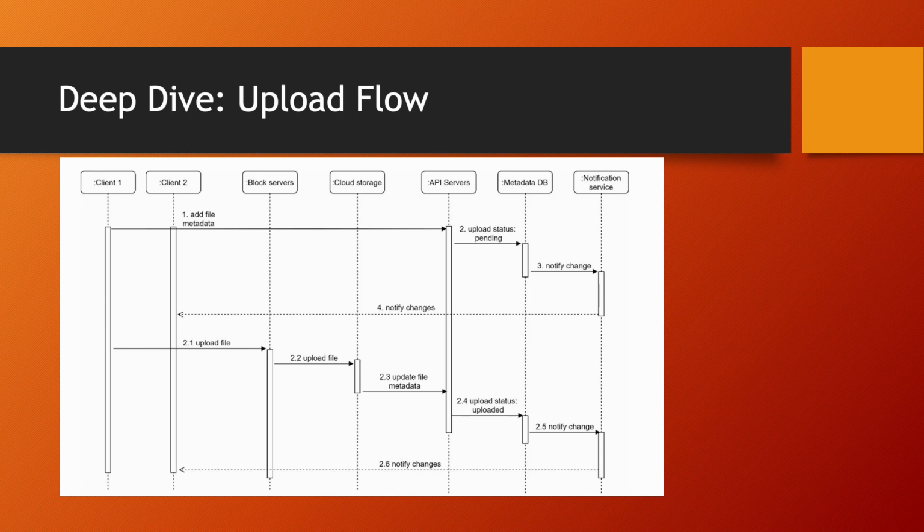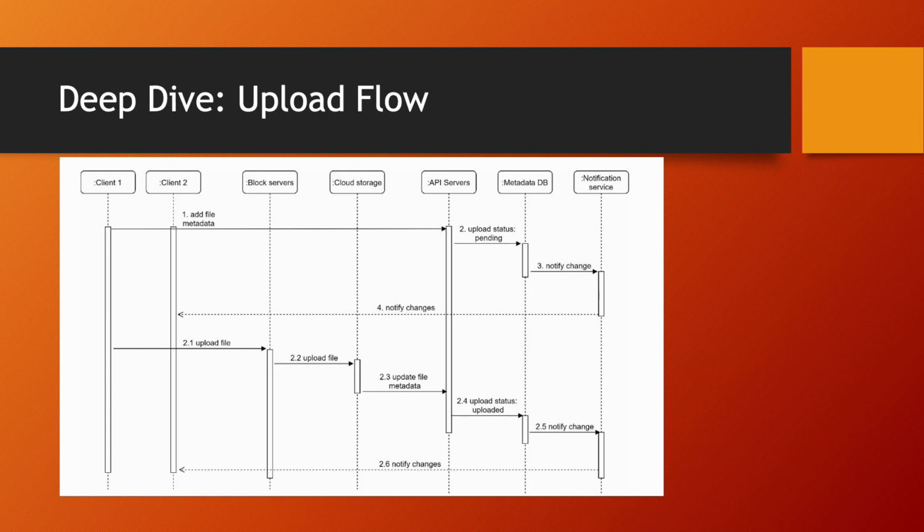And then looking at the flow for uploading files to cloud storage, client 1 uploads the content of the file to block servers. Block servers chunk the files into blocks, compress them, encrypt the blocks, and upload them to the cloud storage. Once the file is uploaded, the cloud storage triggers an upload completion callback.